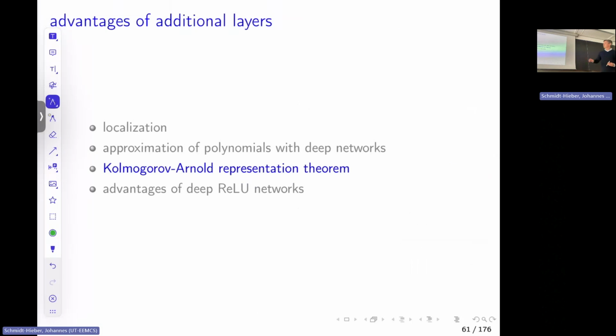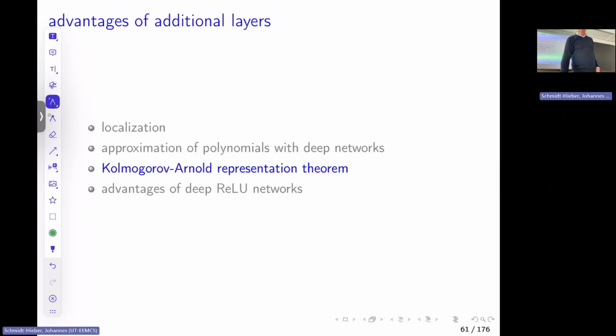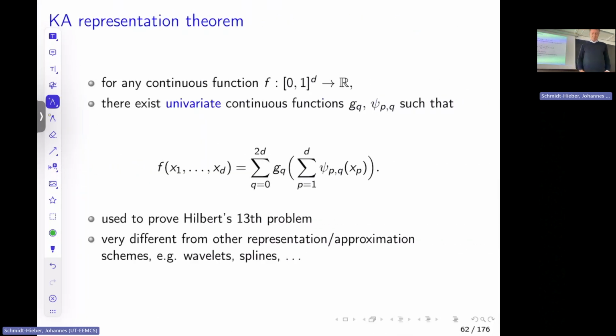Now let's come to the next point, the Kolmogorov-Arnold representation theorem. So how does that link to neural networks? First of all, Kolmogorov proved it in the 50s, and back then there were no neural networks, no deep neural networks, and so he just proved it for actually disproving, I think, Hilbert's 13th problem.